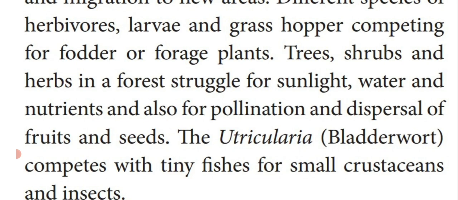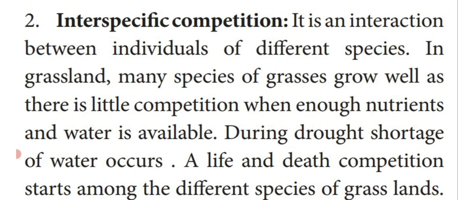Another example, Utricularia is the bladderwort, an insectivorous plant. This plant is competing with tiny fish or small crustaceans. That means small insects, and also crab, prawn, like that, small animals and insects which are present in the seawater. The Utricularia is also competing with them to capture the insects or small fishes or small crustaceans and insects which are running in the water current. So two different species of organism are competing with each other for the absorption of nutrients and water, and also to survive in the particular environment. That type of competition is known as interspecific competition.